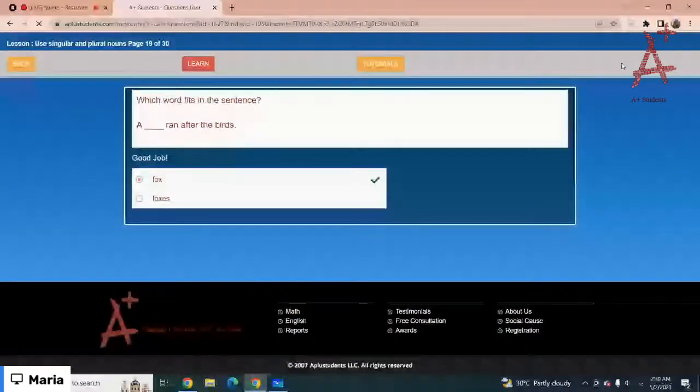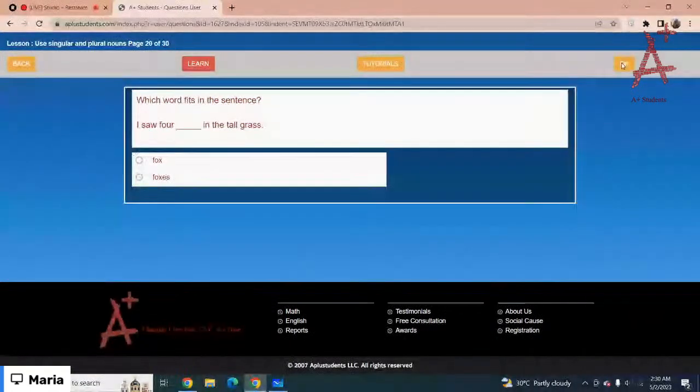I saw four dash in the tall grass. Tall grass, four, so it would be plural, so it would be four foxes. Okay, you can complete that yourself later today. Let me just move on to the next one.